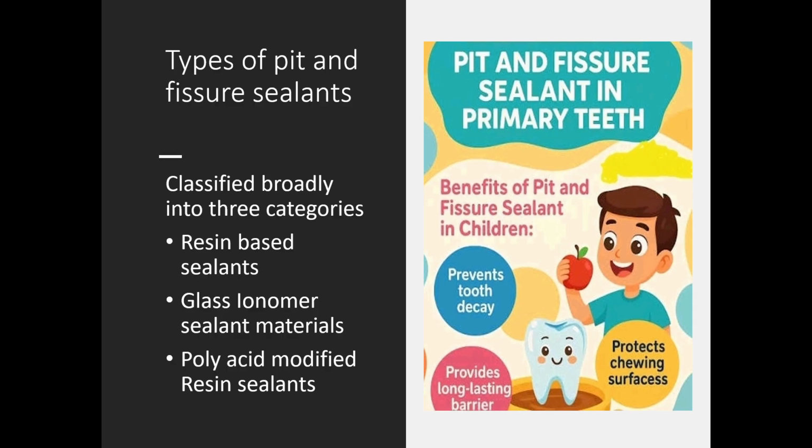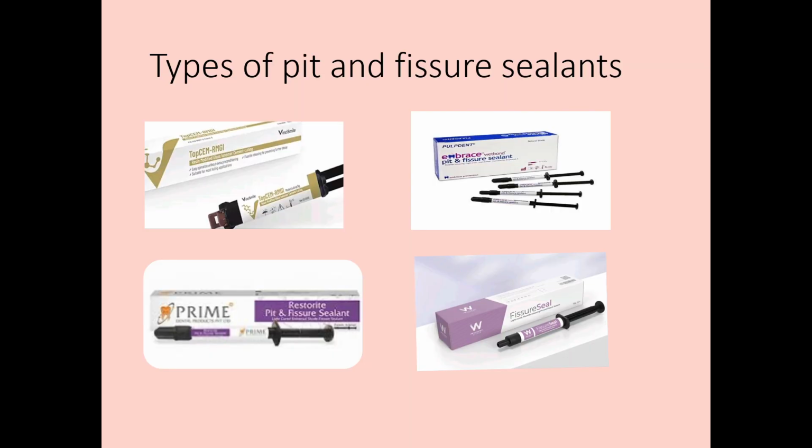Types of pit and fissure sealants. They are broadly classified into three main categories: the resin-based sealants, the glass ionomer sealant materials and the polyacid modified sealants. So we can see various types of pit and fissure sealants which I have discussed now.